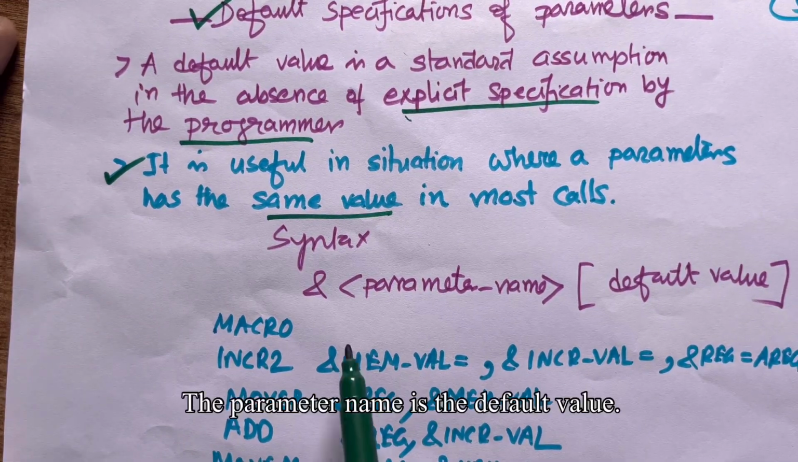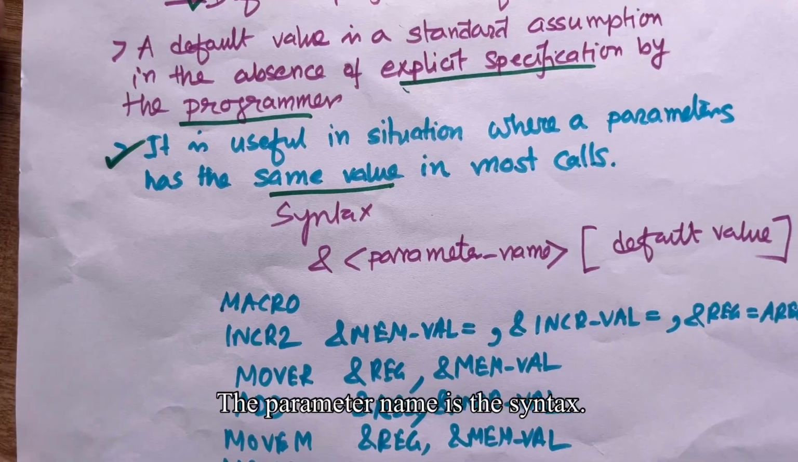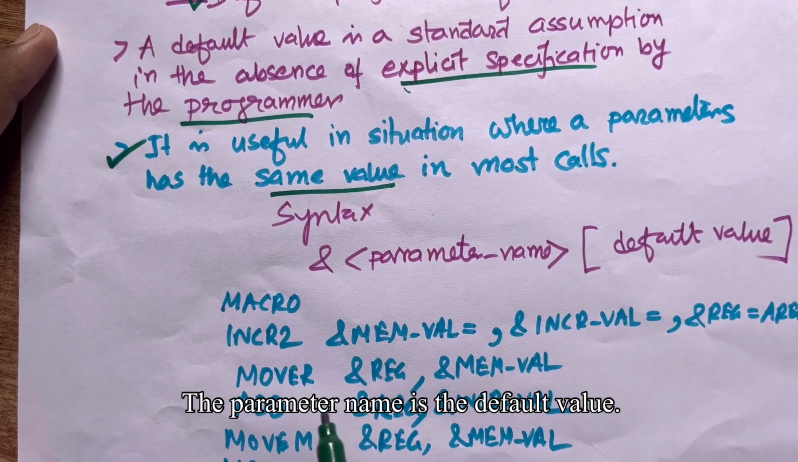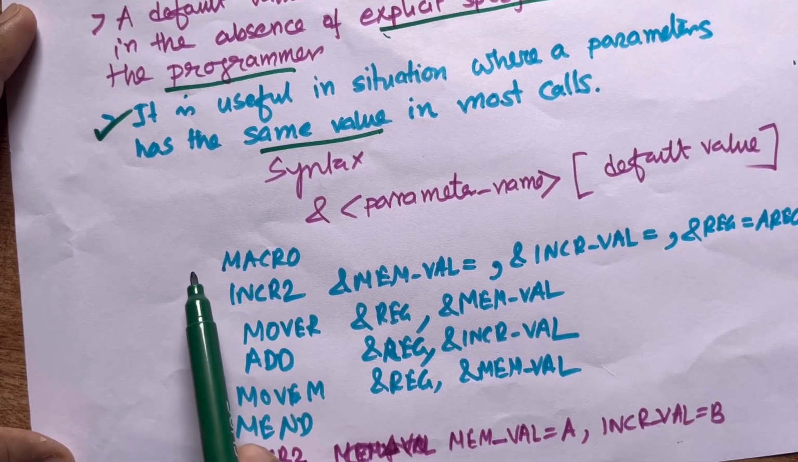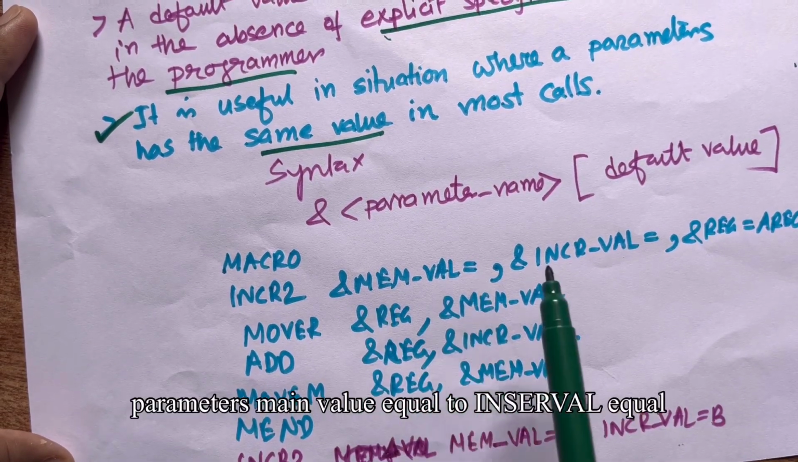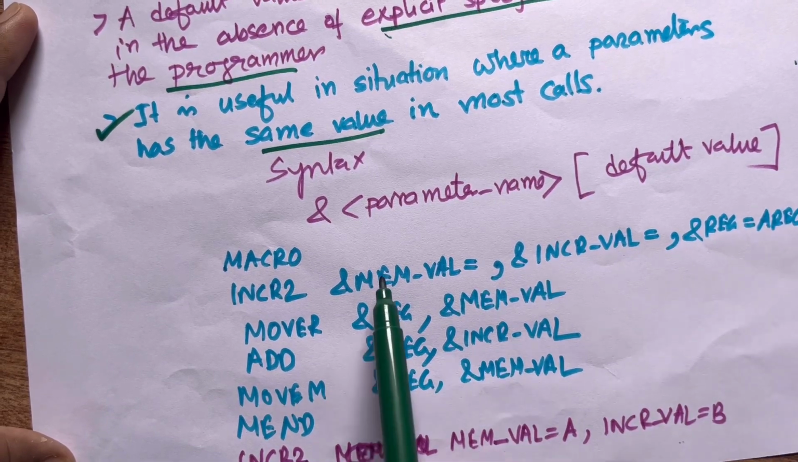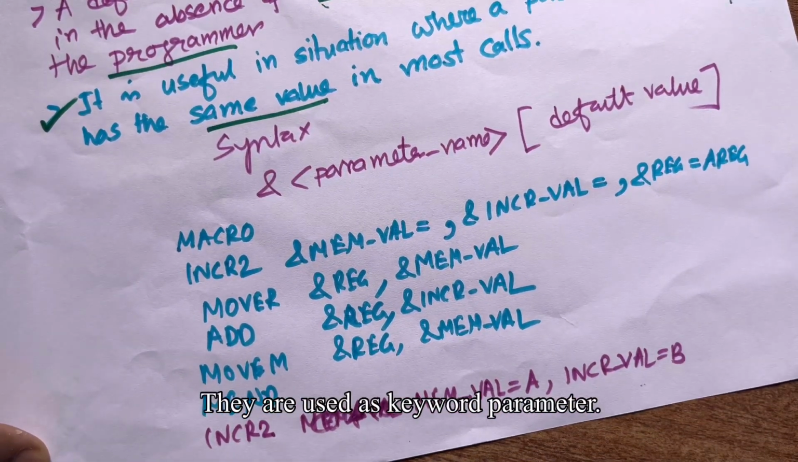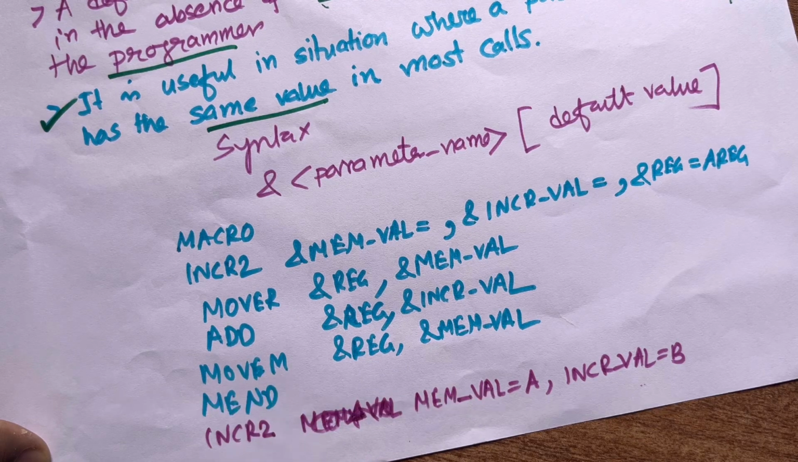যেরকম অ্যাম্পারস্যান্ড প্যারামিটার নেম ডিফল্ট ভ্যালু, এটাই সিনট্যাক্স: অ্যাম্পারস্যান্ড প্যারামিটার নেম, এবং ইকুয়াল টু ডিফল্ট ভ্যালু। তো সাপোজ the name of the macro is initiate2, and this is the macro opcode, and these are the parameters: main val equal to, initial val equal to, register equal to A registers. So they are used as keyword parameters, and these are the instructions: mov, add and mov m.